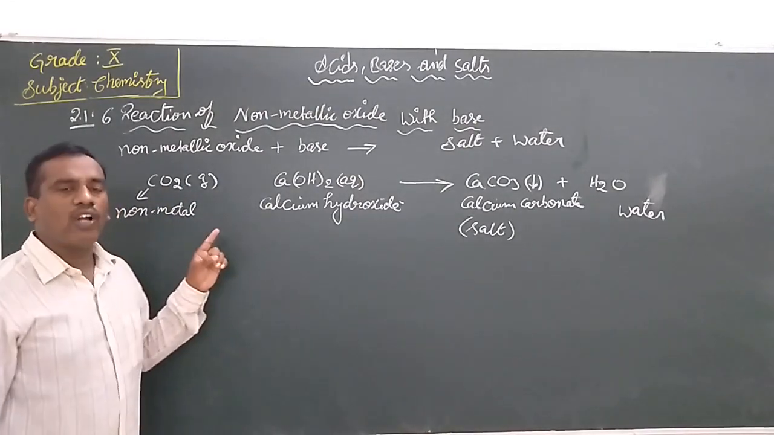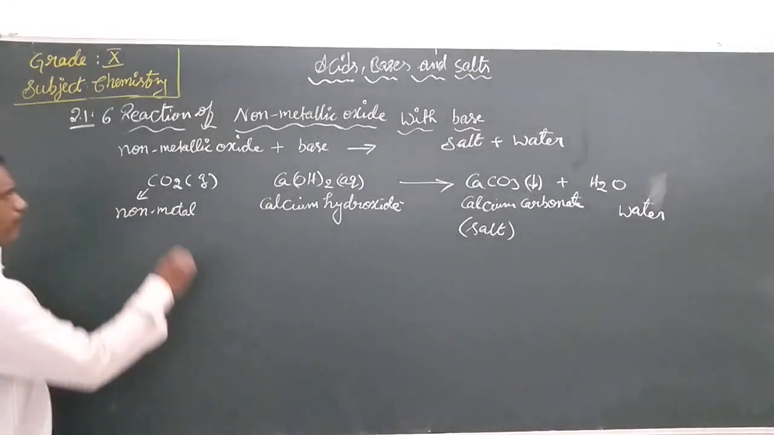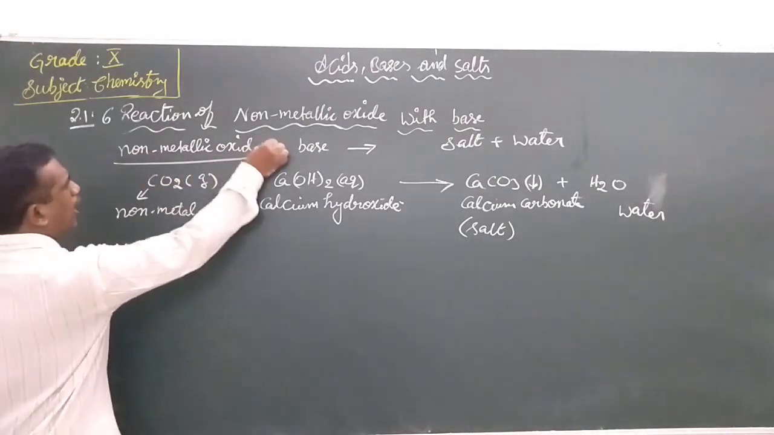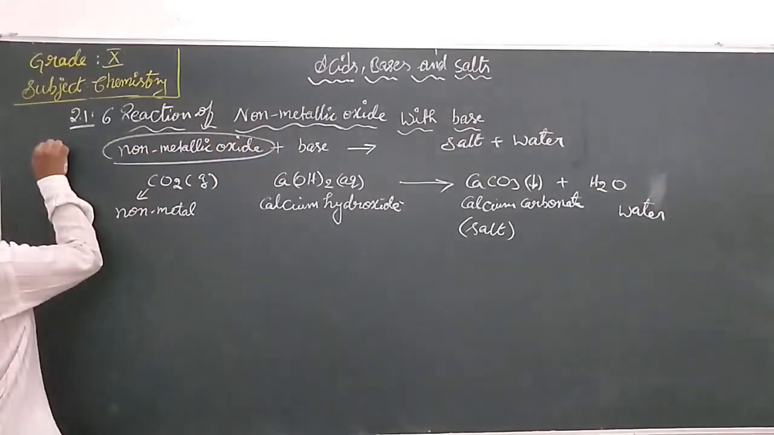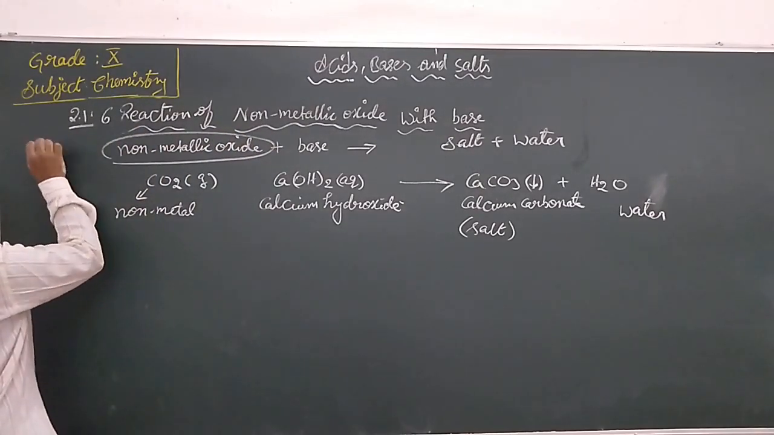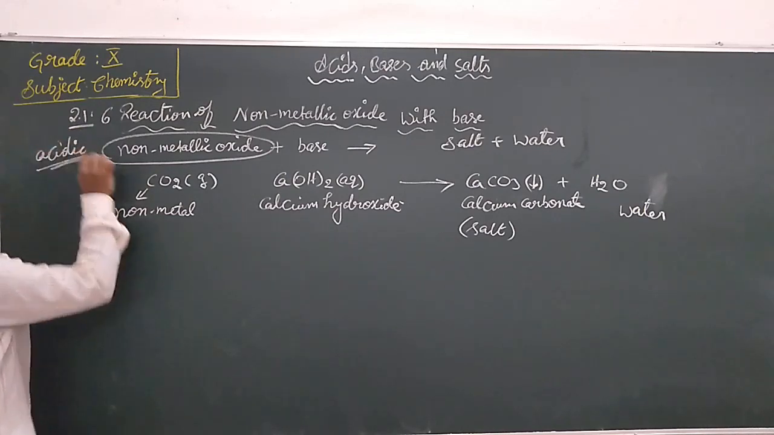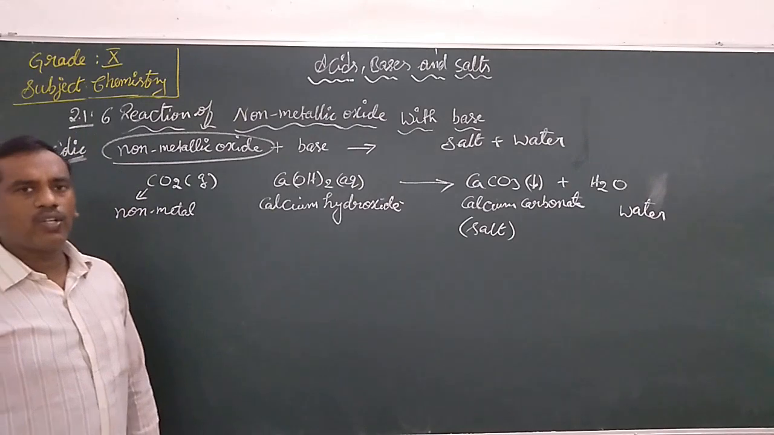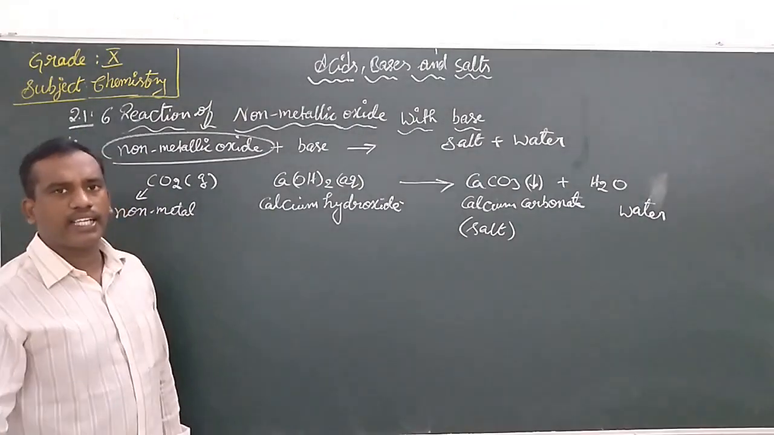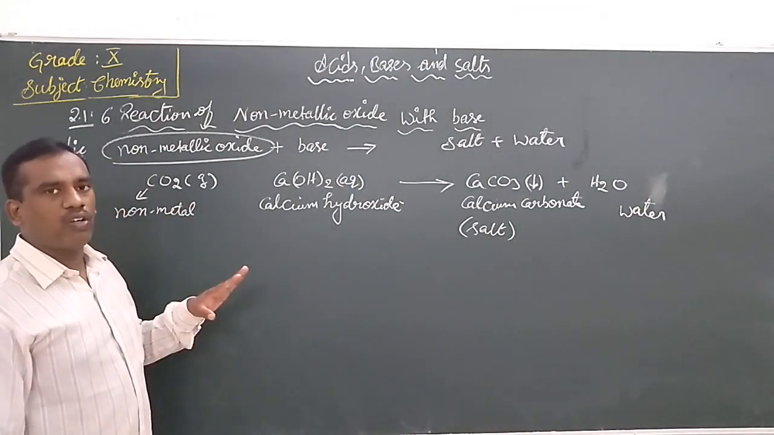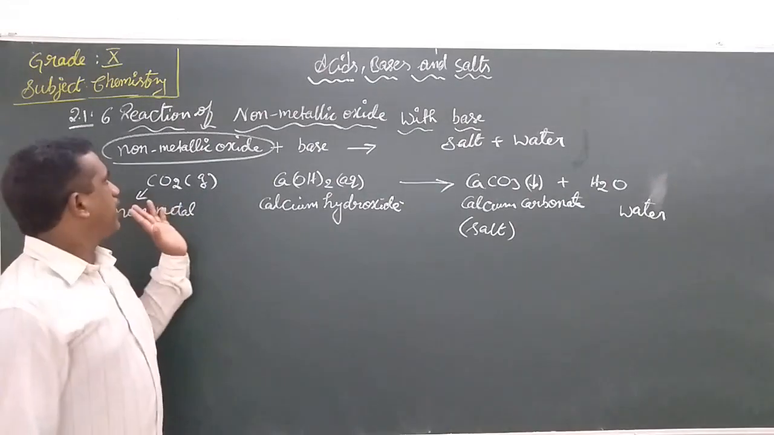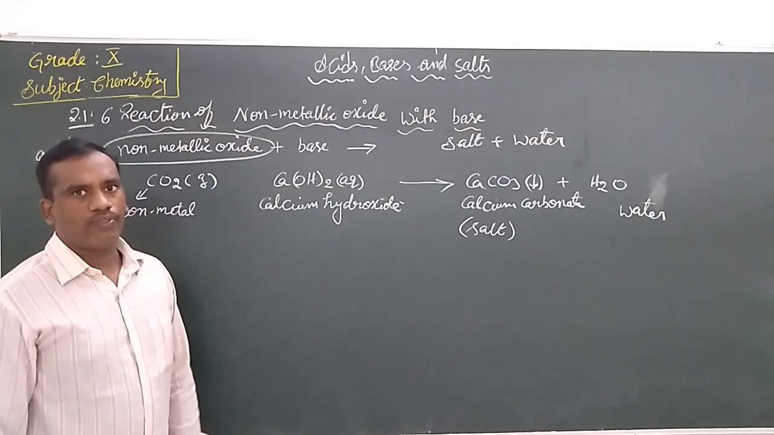The nature of non-metallic oxides will be acidic in nature. But what is the nature of metallic oxide? Basic in nature. So non-metallic oxides are every time acidic in nature.